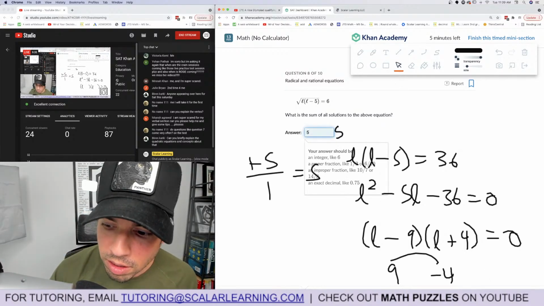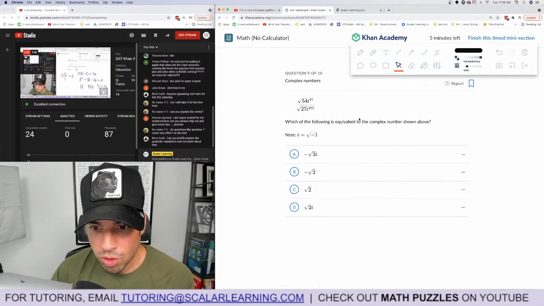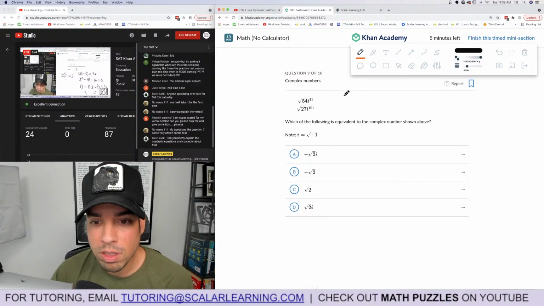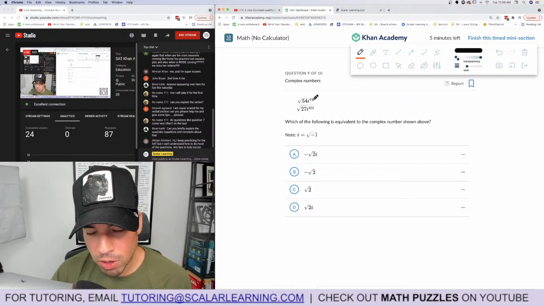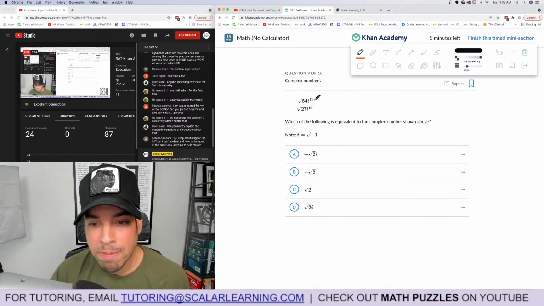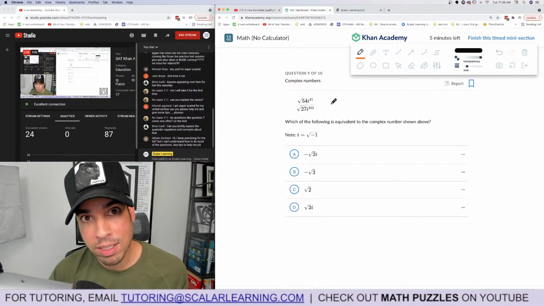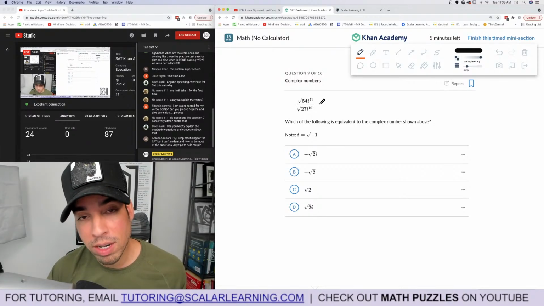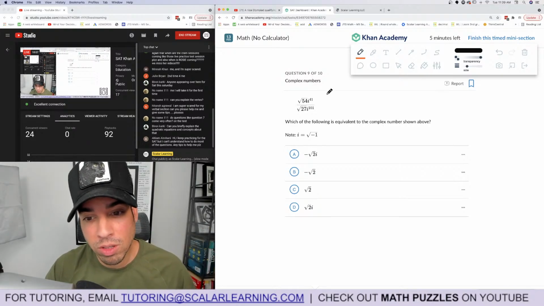Number 9. 5 minutes left. Okay, so this is interesting. First of all, I to the 41st, if you remember the way I works: I squared is -1, I cubed is -I, I to the 4th is just 1. So since I to the 4th is 1, I to the 40th is 1, and I to the 41st repeats that cycle and it's just I.